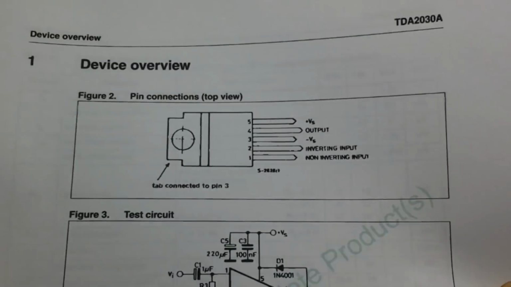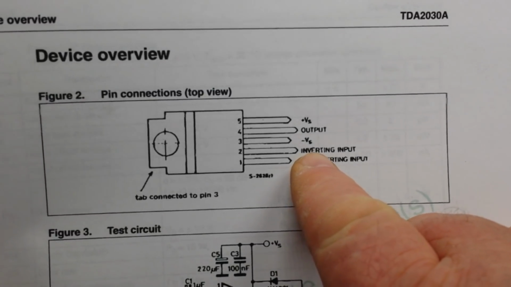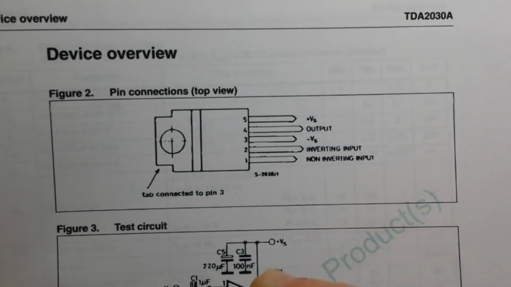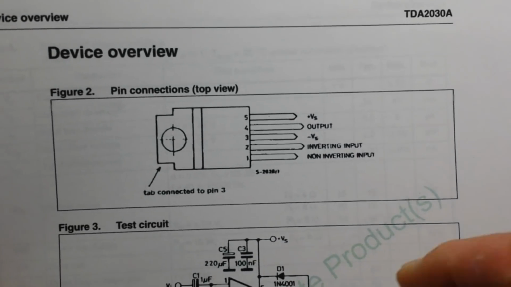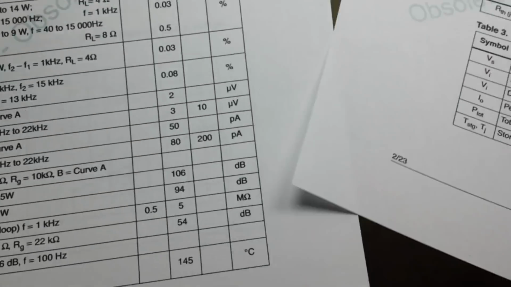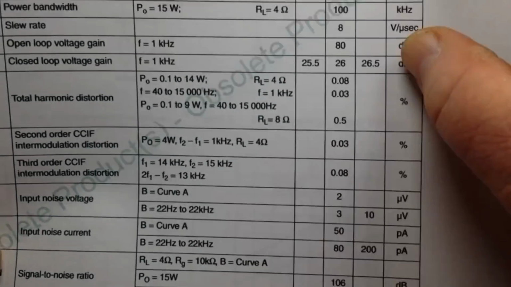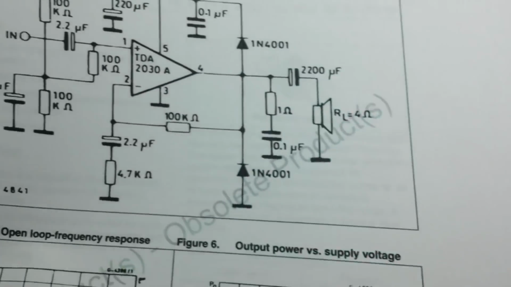So here is a look at our pins. We've got non-inverting input, inverting input, minus VS, plus VS, and output. Pretty simple. Put power in, put signal in, get more signal out. Right? There's a test circuit. There's some technical hoo-dah. There's some more technical hoo-dah. But here's what we're talking about.